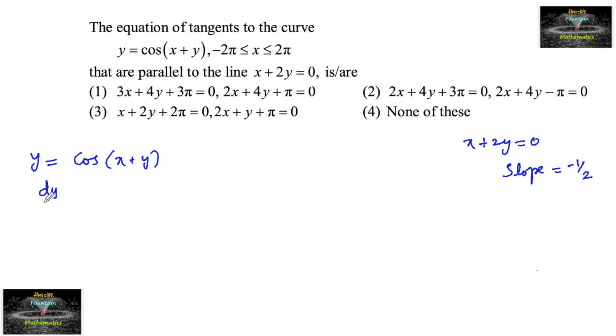which is equal to minus 1 by 2. So first differentiate with respect to x to get the slope of the tangent. dy by dx is equal to minus sine of (x plus y) into, again, dy by dx of (x plus y) will come 1 plus dy by dx.